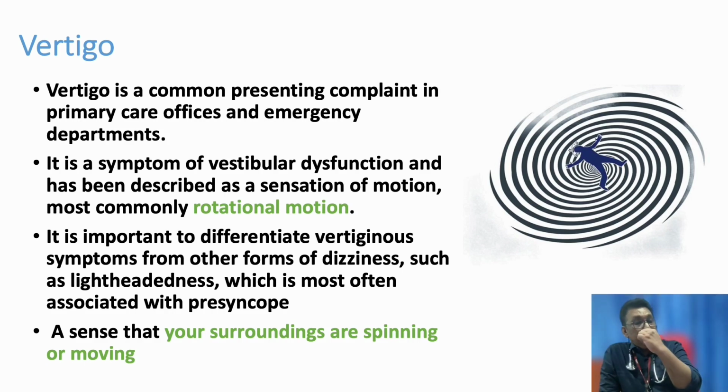You can see here the picture. The surrounding is spinning around the patient, not that the patient's head is having heaviness or dizziness, or the patient's head is rotating. That type of feeling is not there in true vertigo. It's a type of rotational motion sensation around the patient. The surrounding, that is a room, fan, bed, everything is moving around the patient.